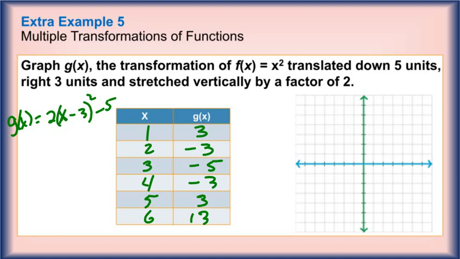So we can do 1, 3. We have 2, negative 3. We have 3, negative 5. We have 4, negative 3. And we have 5, positive 3. This is just a quadratic, so this is a parabola shape. So it comes down with a curve, then comes back up. And that would be the graph for this function.